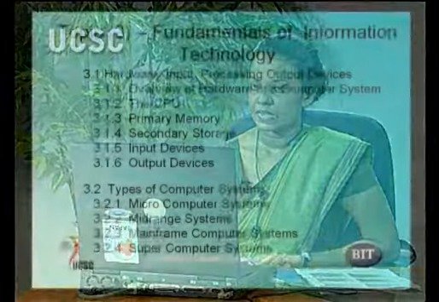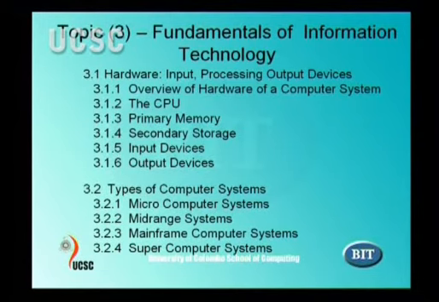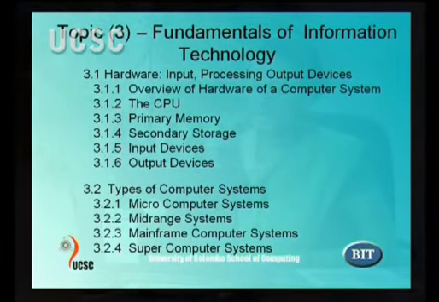After topic 2 or section 2, the third topic is fundamentals of information technology. That's right. Here we have 6 main subtopics. Firstly, we describe what hardware is. So basically about the CPU, input-output devices, secondary storage and the primary memory. And secondly, we look at what type of computer systems are available.